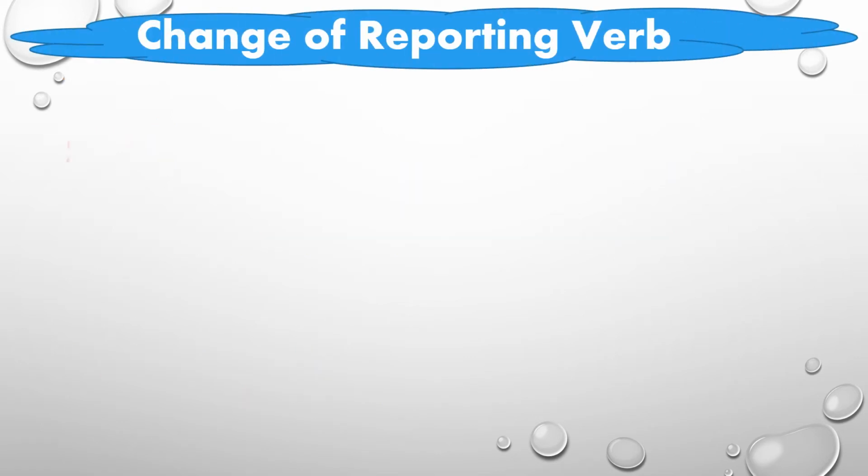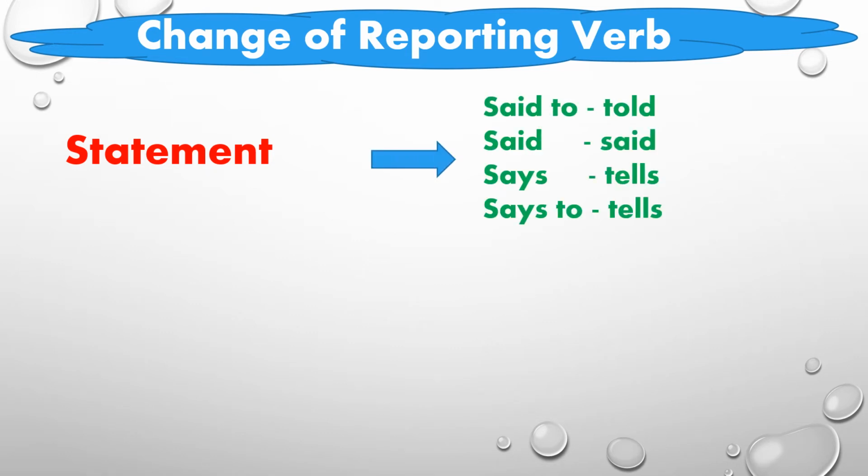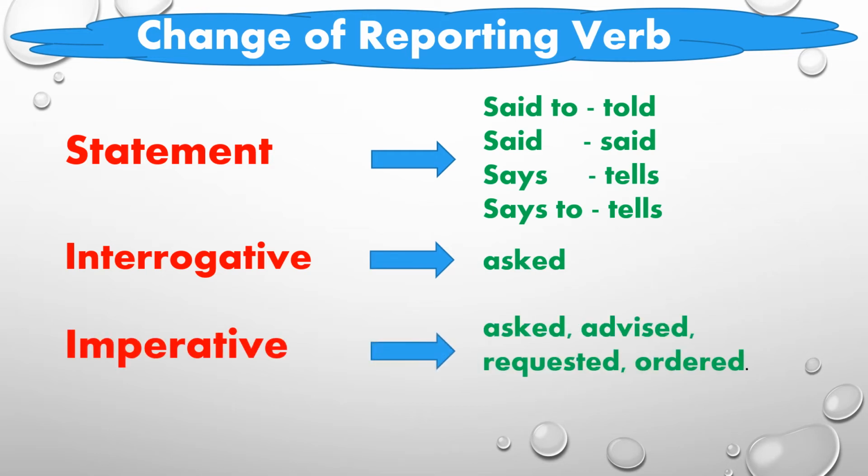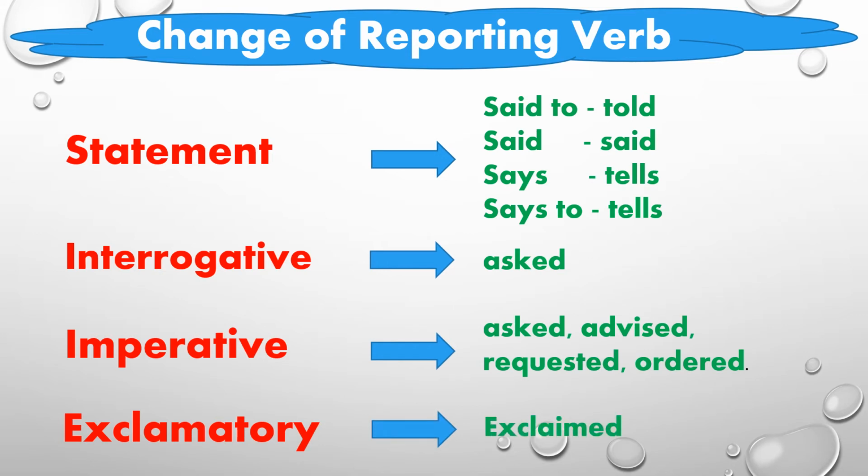Change of reporting verb. Statement. Said to will be converted to told. Said will be converted to said. Says will be converted to tells. Says to will be converted to tells. Interrogative. Change of reporting verb to asked. Imperative. Change of reporting verb to asked, advised, requested, ordered. Exclamatory. Change of reporting verb to exclaimed.